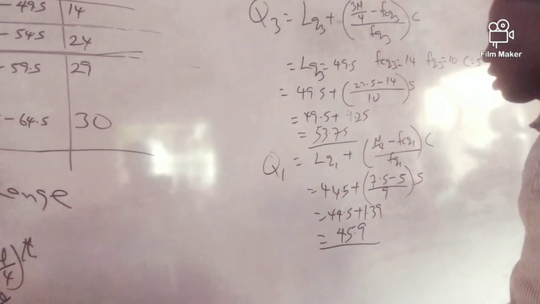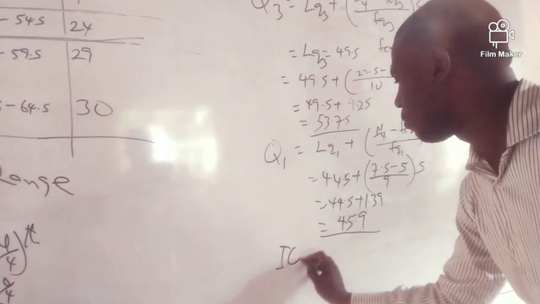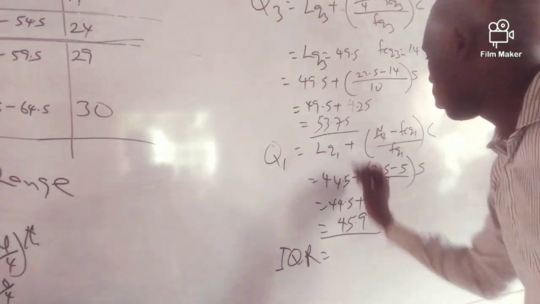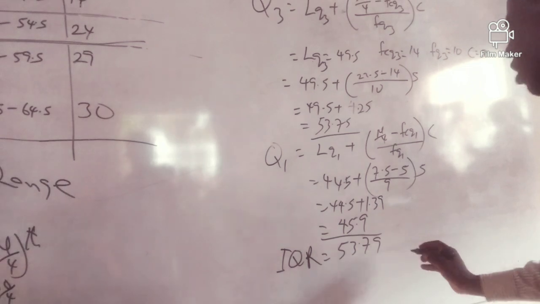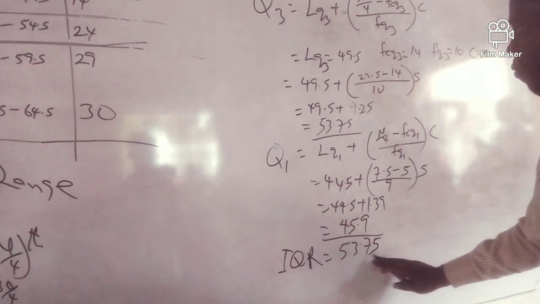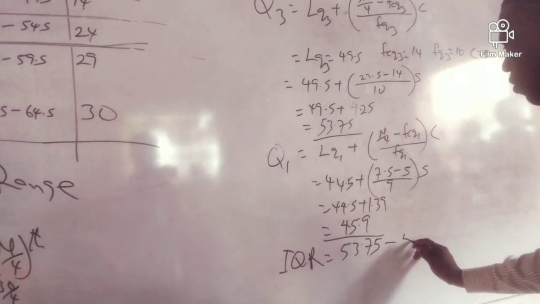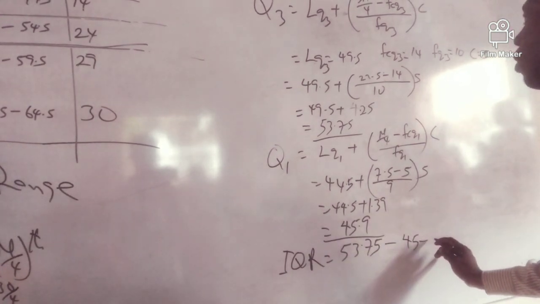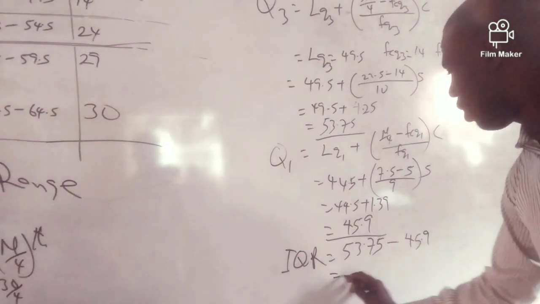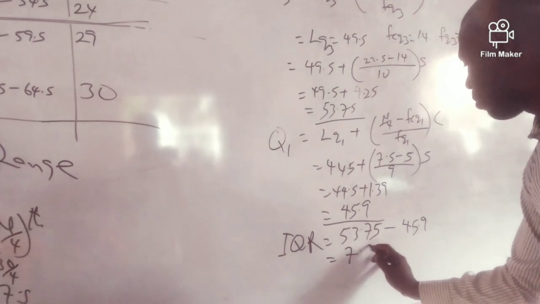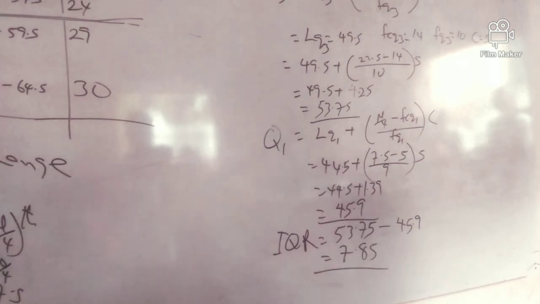And when you add, that gives the lower quartile, 45.89. Your interquartile range is the upper quartile, 53.75, minus the lower quartile, 45.9, and you have 7.85. That's the interquartile range.